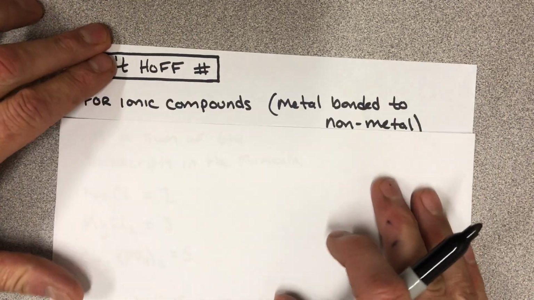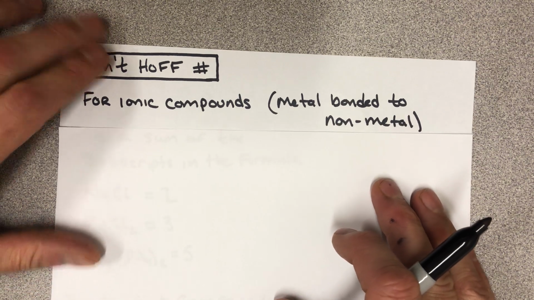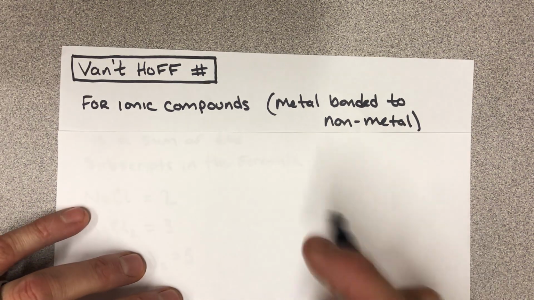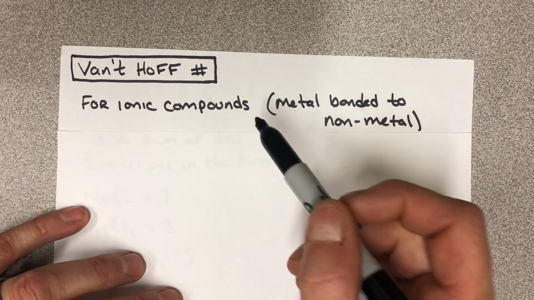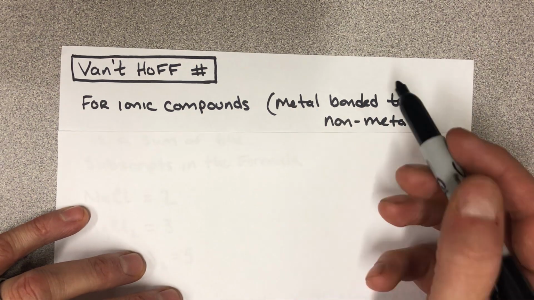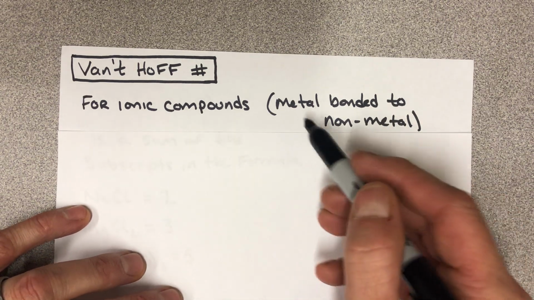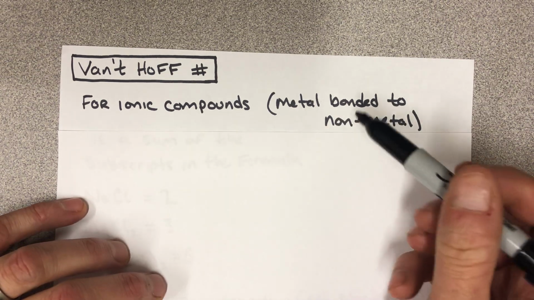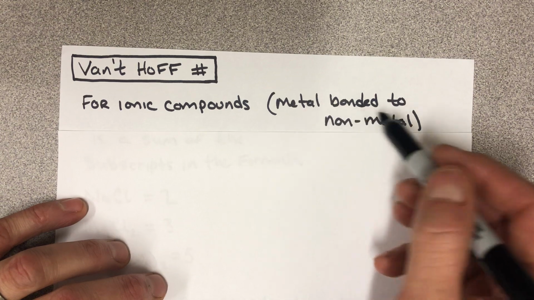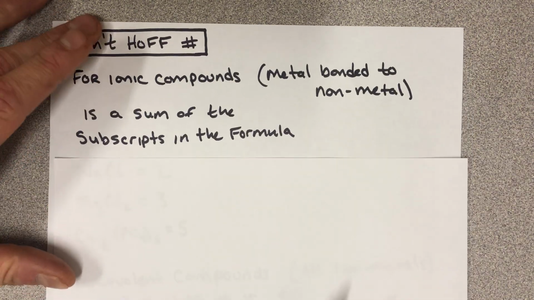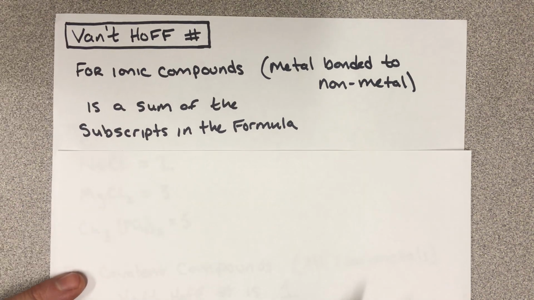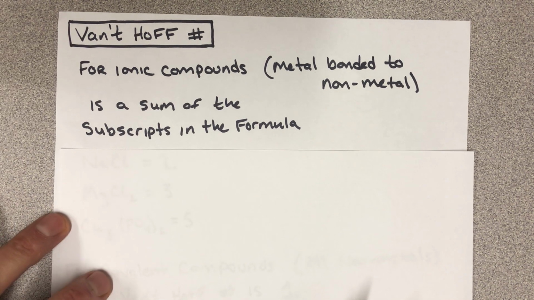All right. So the Van't Hoff number, if we're talking about ionic compounds, and this is specific to the solute, okay, not to the water. This has to do with the stuff that's getting mixed into the water. So if it's an ionic compound, which can be identified as a substance that's a metal bonded to a non-metal, if it's an ionic substance, then the Van't Hoff number is a sum of the subscripts from the chemical formula.